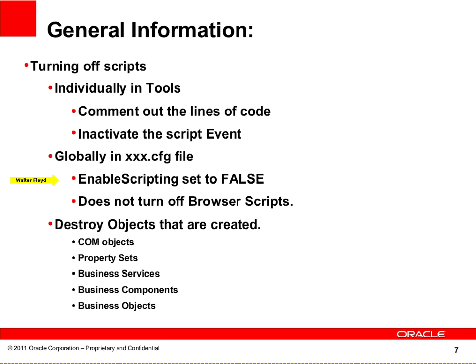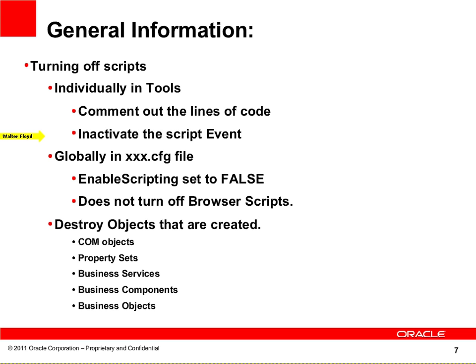The other way that you can turn off scripting is to comment individual lines of code using the single quote in VB or using a / in eScript. So you can comment individual lines out to skip them, or you can inactivate the script itself in Tools when you're looking at the objects of the scripting object. You can inactivate it, and that will cause it to not be executed. So those are different ways that you can turn scripting off on a global or individual basis when you want to see if it's impacting anything.